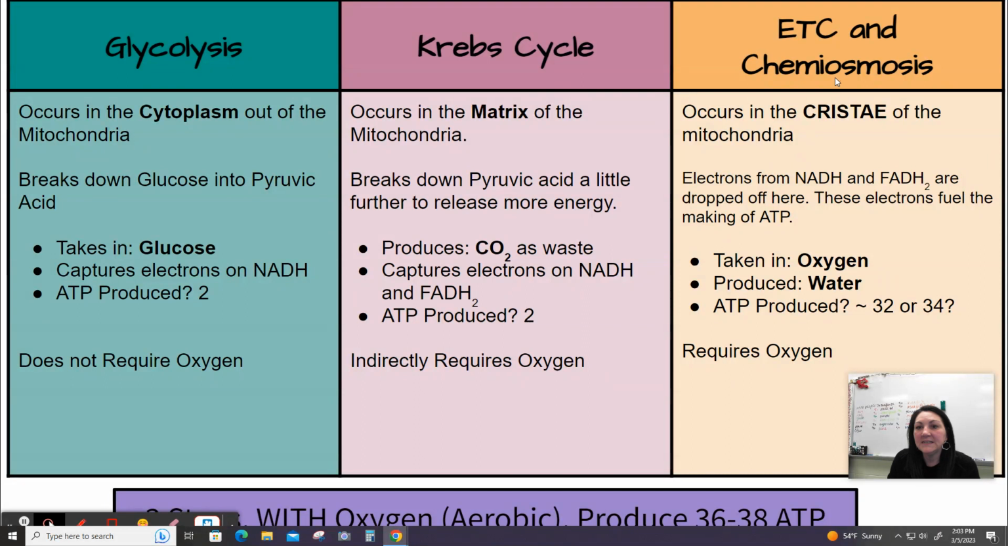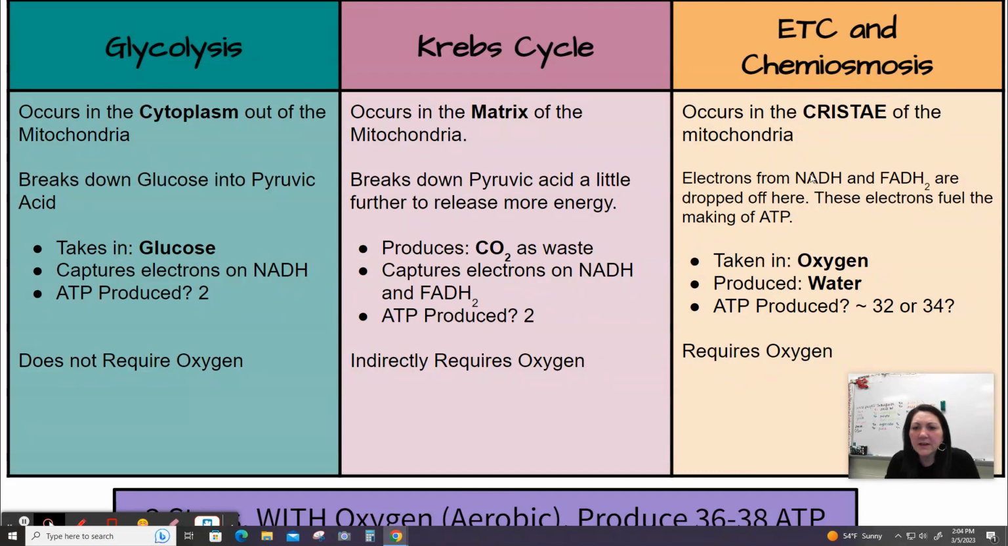And lastly, the ETC in chemiosmosis occurs in the cristae. It does take all the electrons that were on our electron carriers. Remember, I called them our Uber drivers, and it drops those electrons off. These electrons fuel the making of ATP, so we have to take in oxygen. We'll produce water. We'll produce somewhere between 32 and 36 ATP, and it does directly require oxygen.